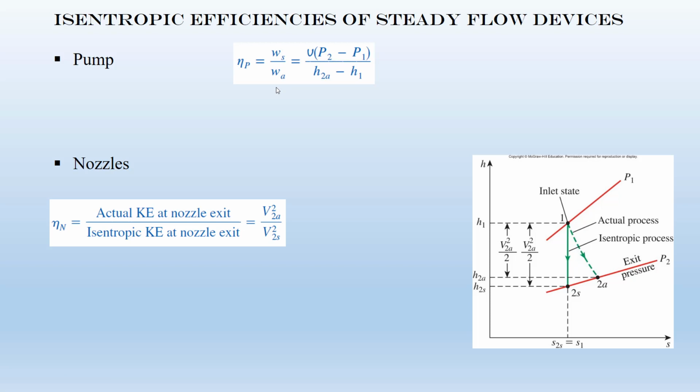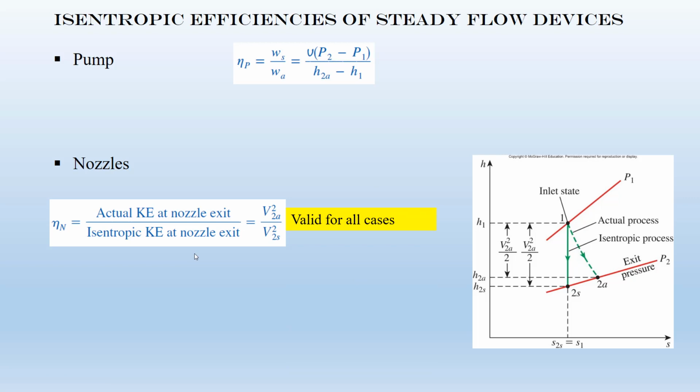And then for nozzles, we have two equations to calculate the isentropic efficiency of nozzles. Actually, based on the definition, the isentropic efficiency of nozzles is the actual kinetic energy at the nozzle exit over the isentropic kinetic energy at the nozzle exit. Or you can use the velocities, the actual velocity at the exit squared over the isentropic velocity at the exit squared. So you can use this equation for all nozzles.